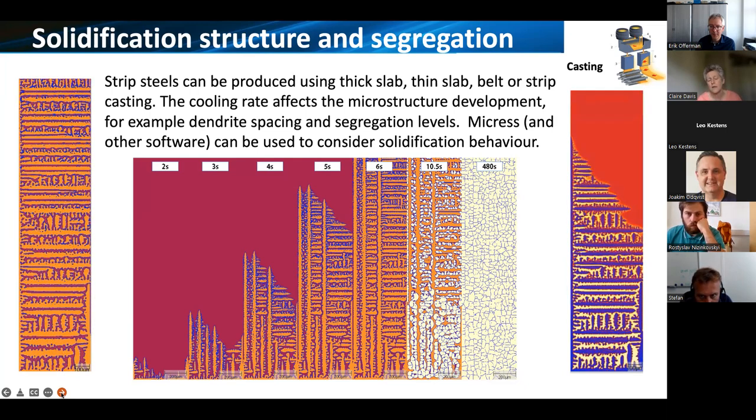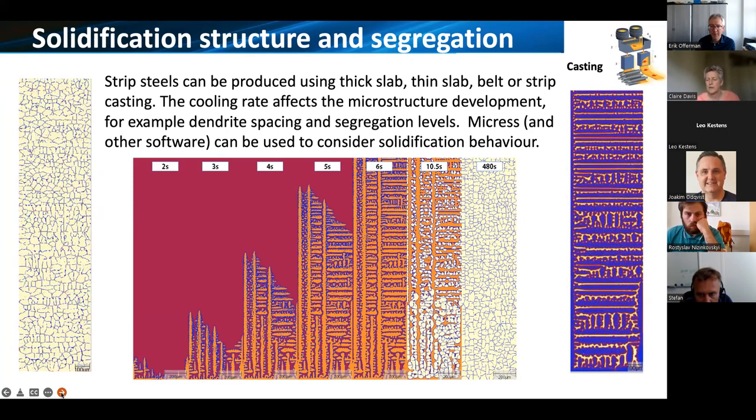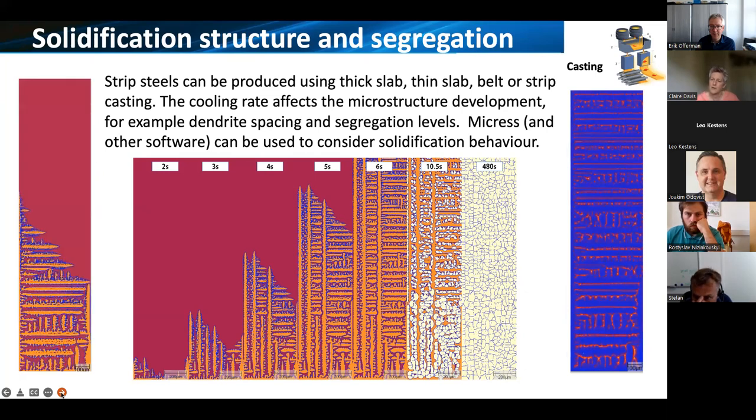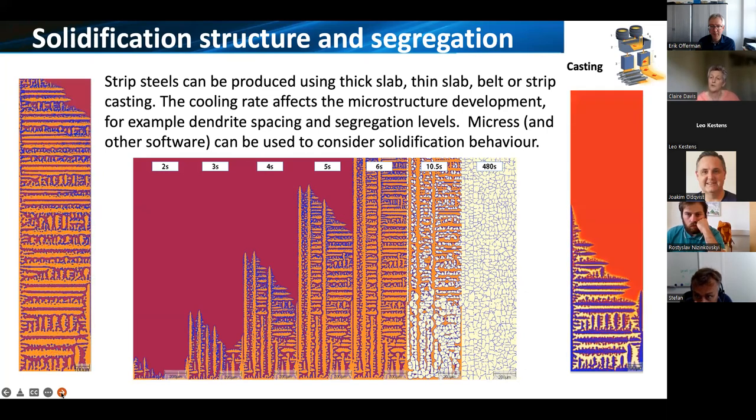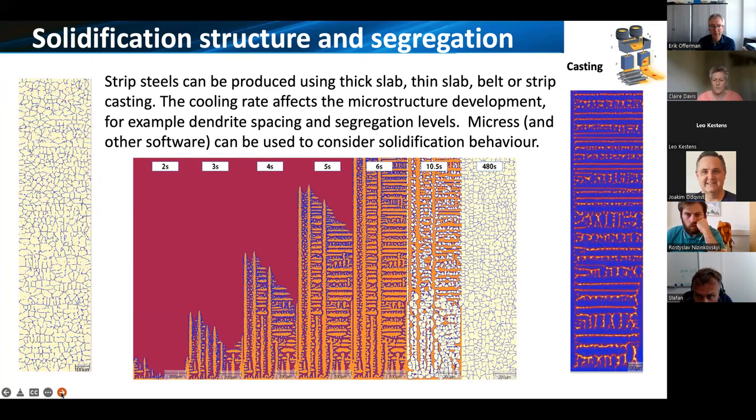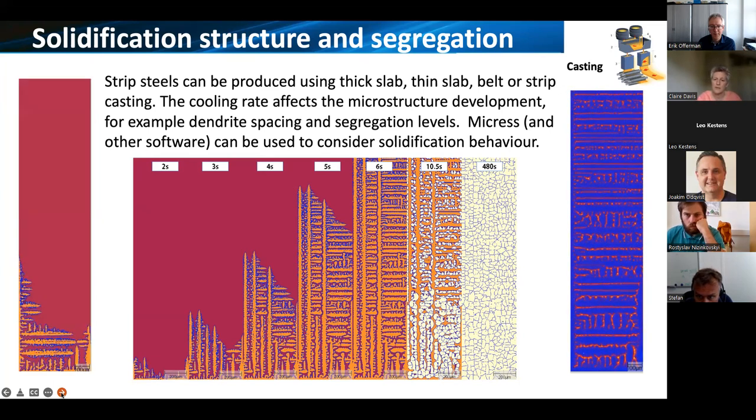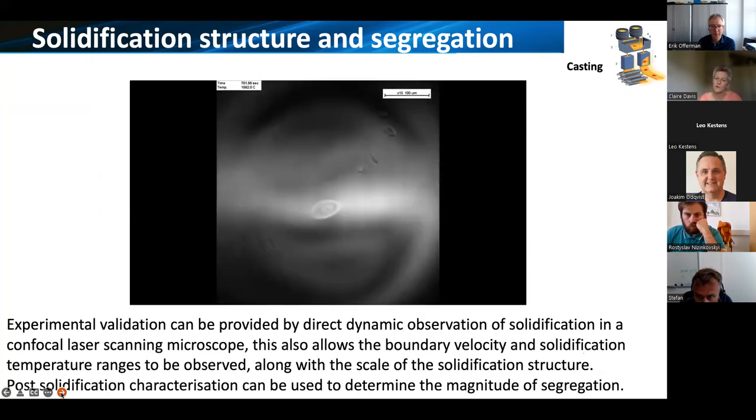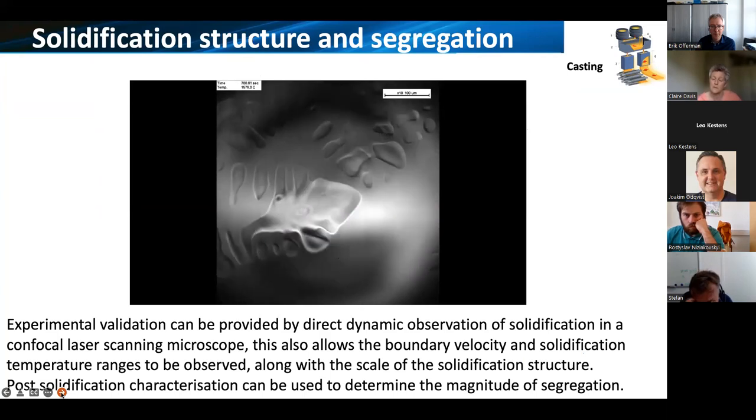And what we find is that you get this dendritic structure, you get the interdendritic segregation, at the moment we're just highlighting the manganese, and then post-solidification, you get back diffusion, and so it softens the segregated composition that's going on. And so we've got some very nice tools to be able to simulate the process. We also want to make sure that our simulations are grounded in experimental evidence.